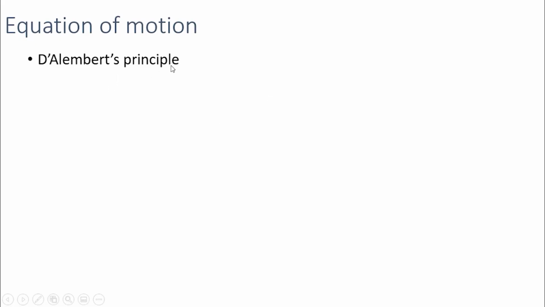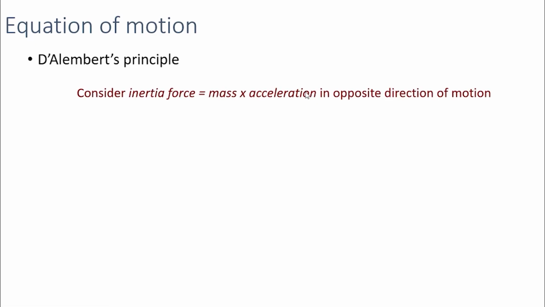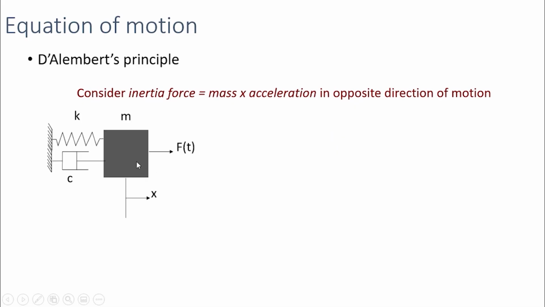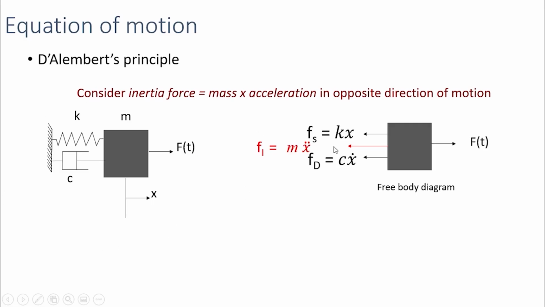We will discuss one more method, that is D'Alembert's principle. We have already discussed D'Alembert's principle in the introduction. So what does D'Alembert's principle say? It says that if you consider an inertia force equal to mass times acceleration in the opposite direction of the motion of the body, we can treat this as an equilibrium. We can assume that the body is in equilibrium. So this is our single degree of freedom system, and let's again draw the free body diagram.